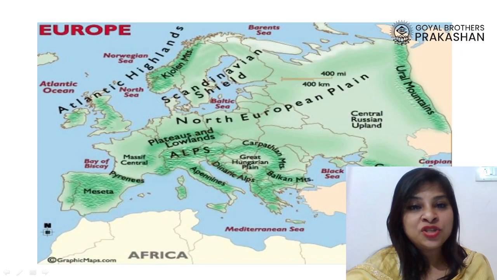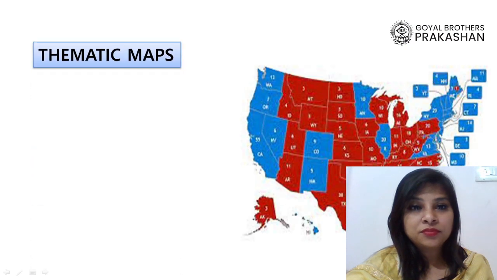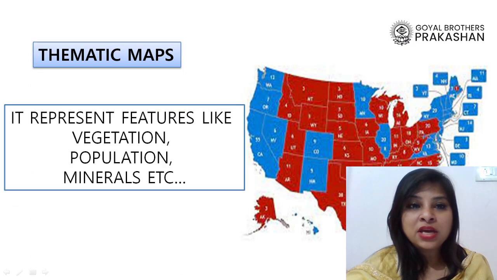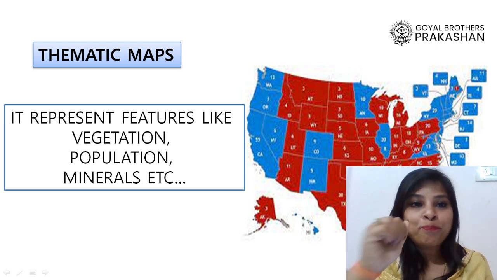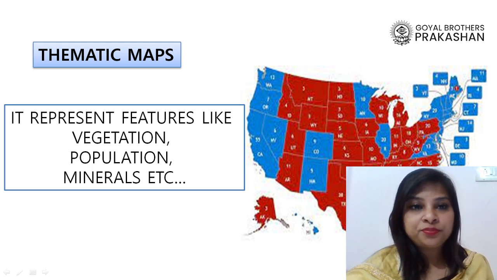See the physical map of Europe. It is showing the Central Russian Upland, the Ural Mountains, the Mediterranean Sea, the Bay of Biscay, Atlantic Highlands, Alps. So this is a physical map. Thematic maps. Now, thematic maps represent features like vegetation, population, minerals, etc. So this is a thematic map.